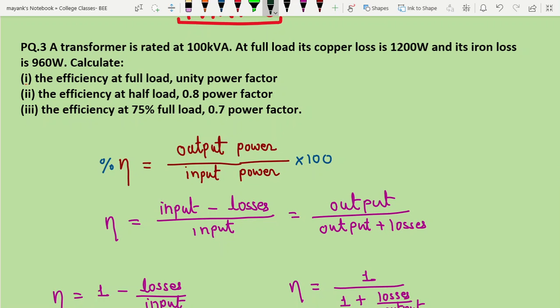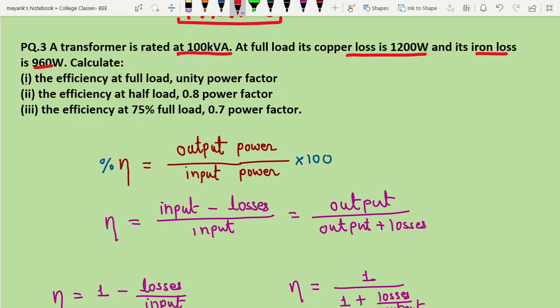So practice question number 3 is given here: a transformer is rated at 100 kVA. At full load, its copper losses are 1200 watt and iron losses are 960 watt. Then calculate efficiency at full load, unity power factor. Efficiency at half load, 0.8 power factor. Efficiency at 75% full load and 0.7 power factor.